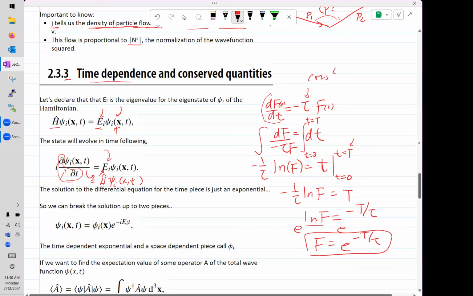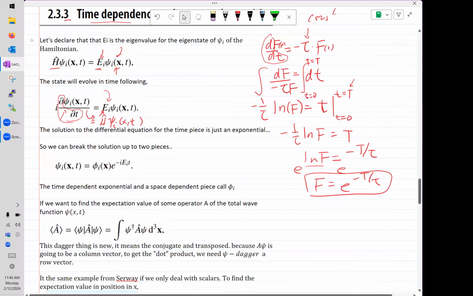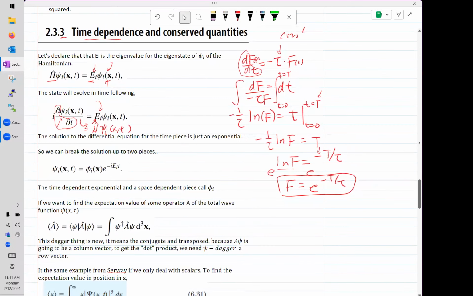So whenever you have a time derivative, the solution is always going to be some exponential, either growth or decay, depending on whether the sign in front here is positive or negative. Is that okay? Hopefully that's correct. Dr. Miller can check me because I haven't done one of those explicitly for a long time.